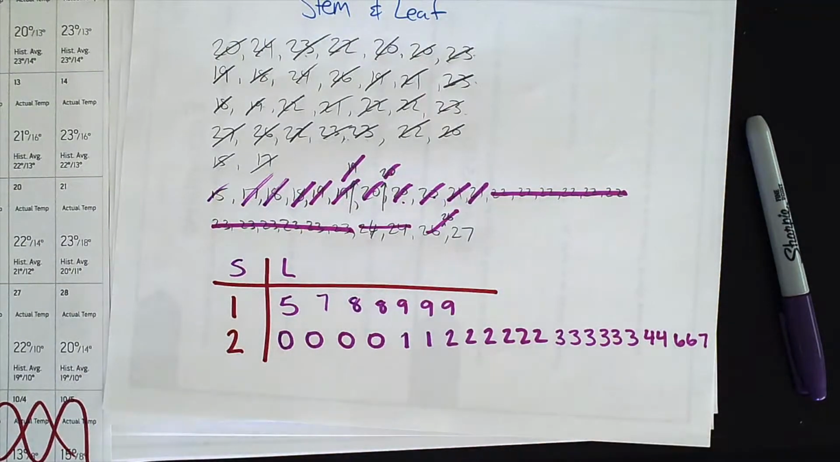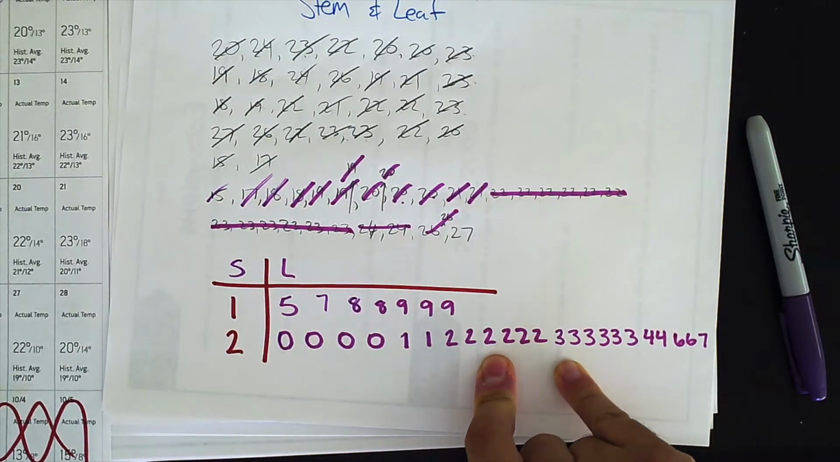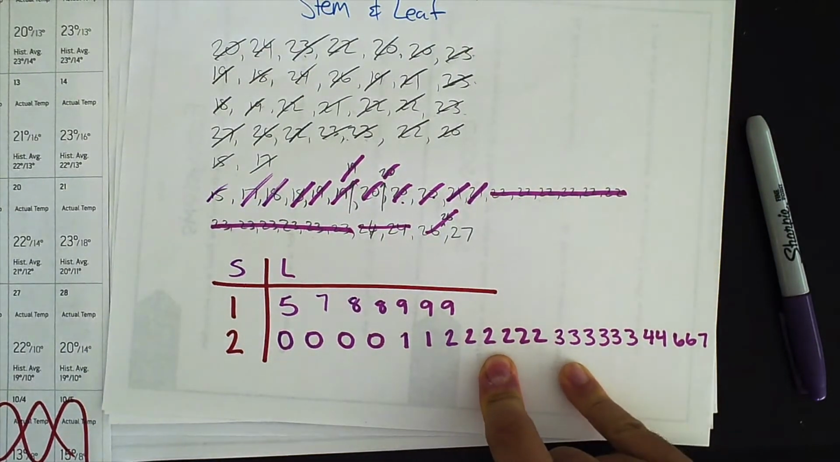Just by looking at this chart here, where do the temperatures fall mostly during fall? In the 20s, right? You would say it's about the 20s. Most of you would even probably say 22 or 23, because that's where most of the data is.